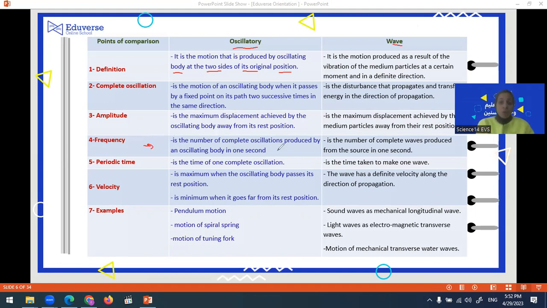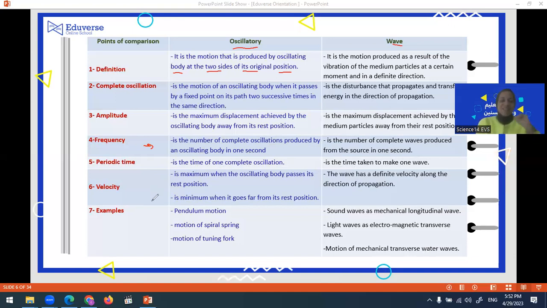What about the frequency? Both the same. It's the number of complete oscillations produced by the oscillating body in 1 second, but here it's also the number of complete waves produced from the source in 1 second. What about the periodic time? It is the time of one complete oscillation, and the periodic time in the wave is the time taken to make one complete wave.